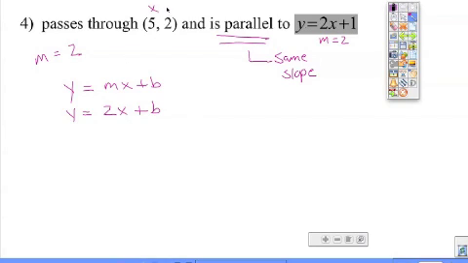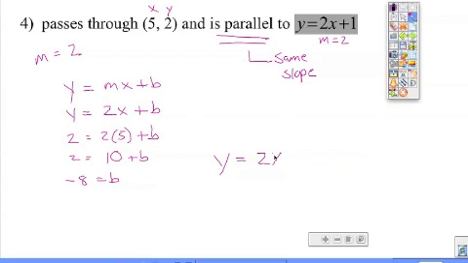Well, I'm given a point that it passes through, so I can use this x and this y in my equation. So 2 should equal 2 times 5 plus b, calculate my y-intercept. So 10 plus b should equal 2, that means negative 8 must equal my y-intercept. So the equation that passes through that point and is parallel to this line would be y equals 2x minus 8.